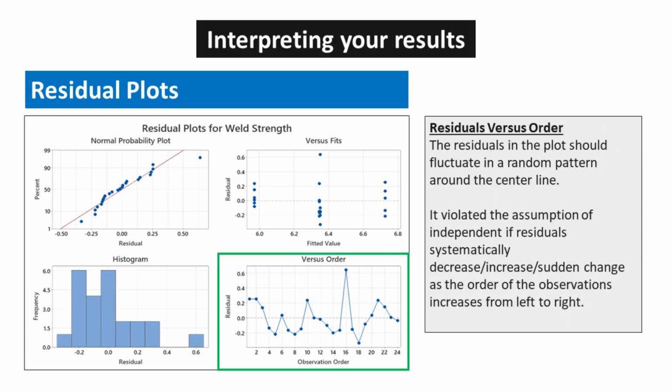For residuals versus order, the residuals in the plot should fluctuate in a random pattern around the center line. The independence assumption is violated if residuals systematically decrease or increase, or suddenly change as the order of the observations increases from left to right.